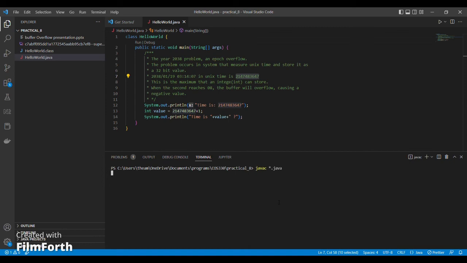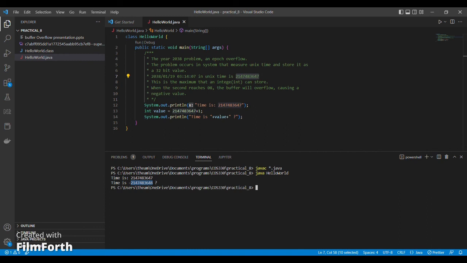So let me just compile my Java program and let me just run it. So as you can see, this is the time before the 8-second mark. So as you can see, it's normal. We can reconvert this value back into Unix time. But as soon as the time reaches the 8-second mark, we get a negative value. So the 8-second mark is reached when we add 1 to the current Unix time. And as soon as we reach the 8-second mark, we get a negative value.